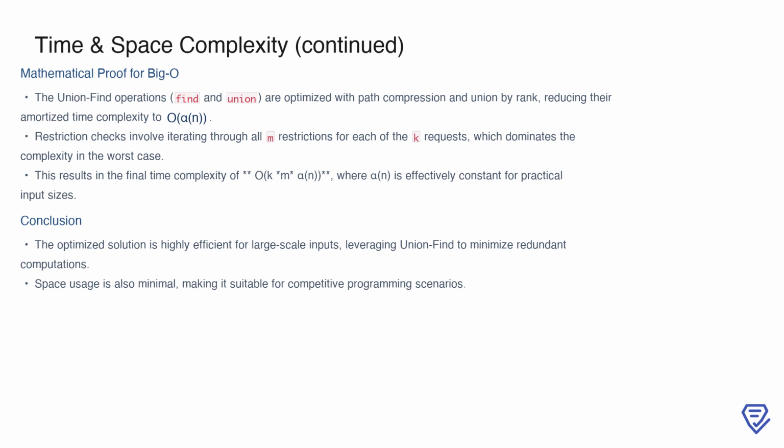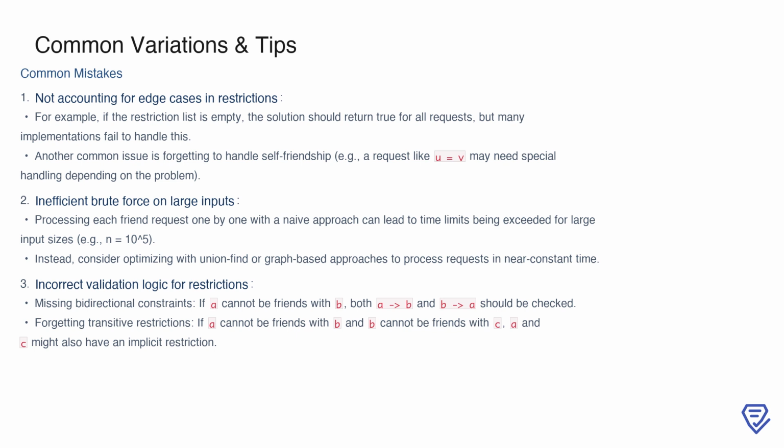In conclusion, the optimized solution is highly efficient, leveraging the power of union find to minimize redundant computations. Its low time and space complexity make it particularly well suited for competitive programming and large-scale inputs, ensuring scalability and performance in diverse scenarios. When working on this problem, there are several common mistakes that can trip you up.